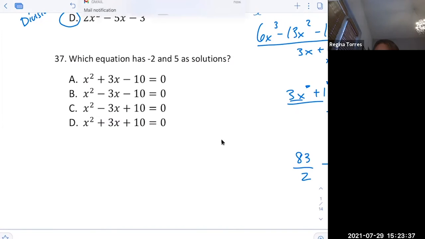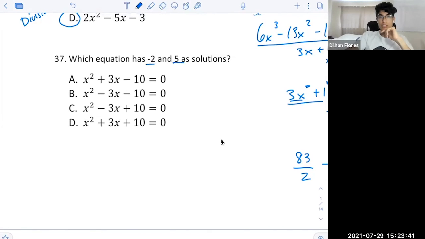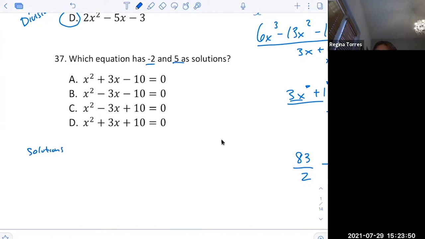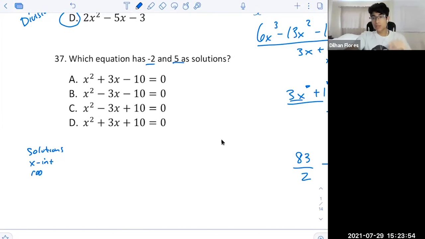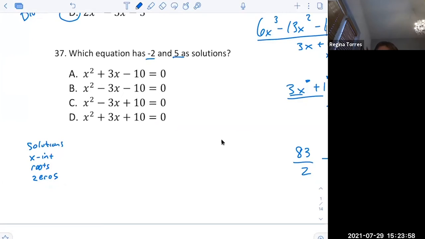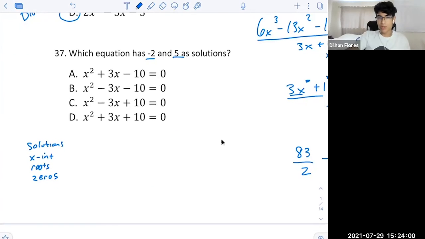Which equation has negative 2 and 5 as solutions? Awesome. So how can we get solutions from an equation in this form? Regina. So a solution is an x-intercept, right? Yeah, so a solution is an x-intercept. It's a root. It's also called a zero. We're missing one more word. What is it also known as? Anyone in the chat? What's another way to say solution?